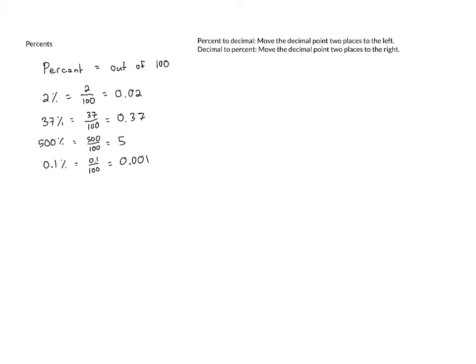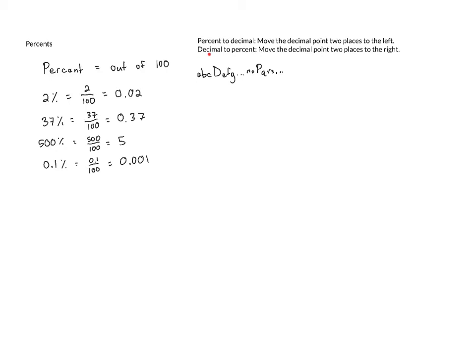And there's a very easy way to remember which way we move the decimal point. If we write out the alphabet, A, B, C, D for decimal, E, F, G, H, I, J, K, L, M, N, O, P for percent, Q, R, S. If you write out the letters of the alphabet and you look at the letter D and the letter P, if we want to go from a decimal to a percent, to go from the letter D to P, we move to the right.